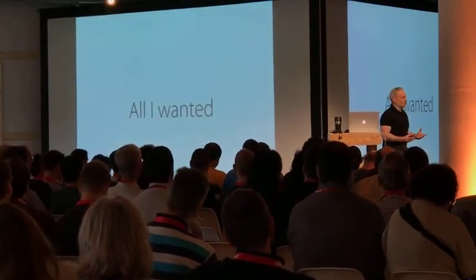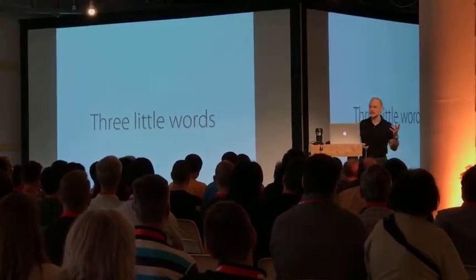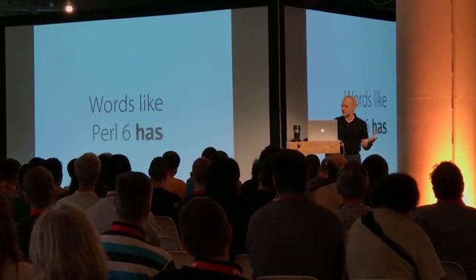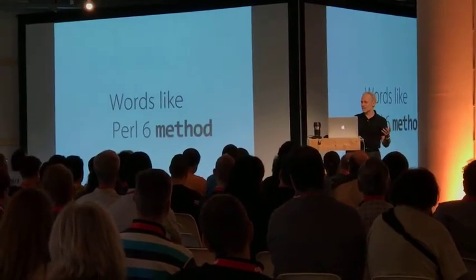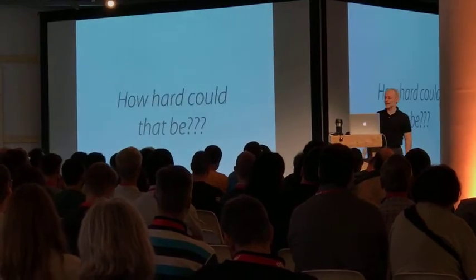So all I wanted in Perl 5 was 3 little words. Little words like Perl 6 has. I mean, literally like Perl 6 has: has, class, and method. So, being me, I thought, how hard could that be?